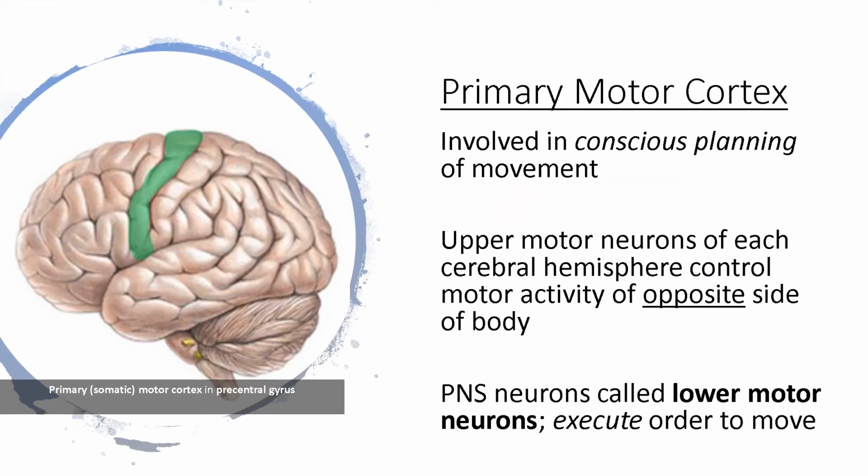The primary motor cortex is one of the principal drivers of voluntary movement in the human body. Anterior to the central sulcus, which is here, is the precentral gyrus, which is highlighted in green. Embedded within this strip of cerebral cortex are the cell bodies of the upper motor neurons that move our legs, arms, and facial muscles, among others. The axons of these neurons are myelinated, and they pass through the brain and brainstem, forming the pyramidal tracts that I've already mentioned.